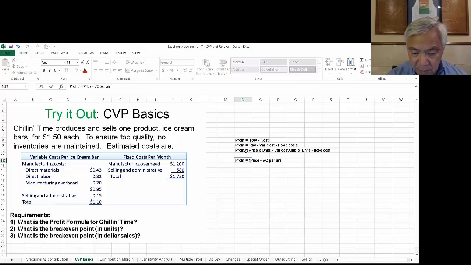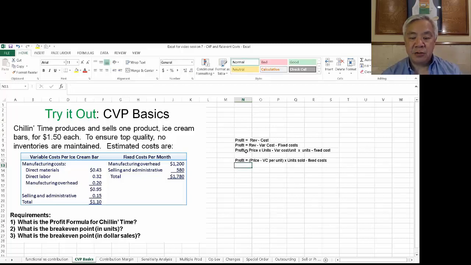And one way we could combine terms, so profit equals the price minus the variable cost per unit times units sold minus fixed cost. This is just a variation where we combine terms, and this part in the middle right here is called the unit profit contribution. For every unit sold, how much money is generated to cover fixed costs and profit. This has an alternate meaning that is quite useful in itself. Let's go into specifically applying it to chilling time and ice cream.